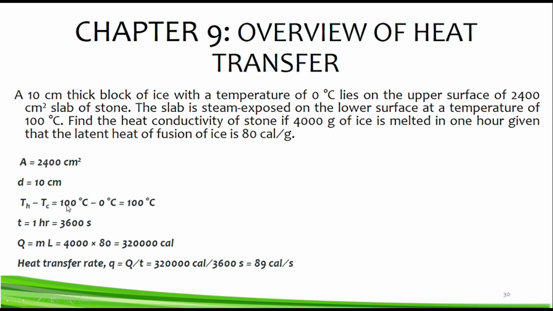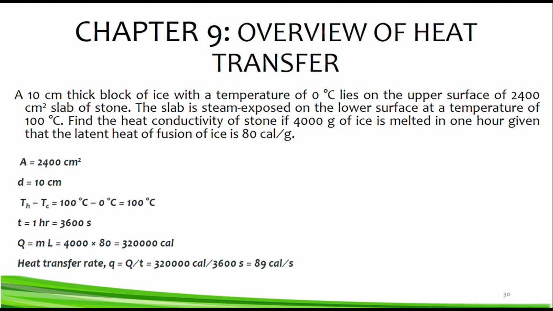So let's write. In order to solve this, we have to write all the given values. We have the area, which is 2,400 square centimeter, the thickness, which is 10 centimeter, and the change in temperature, 100 degrees Celsius minus 0 degrees Celsius, and we get 100 degrees Celsius. We have the time, which is 1 hour, and by converting this into seconds, we get 3,600.